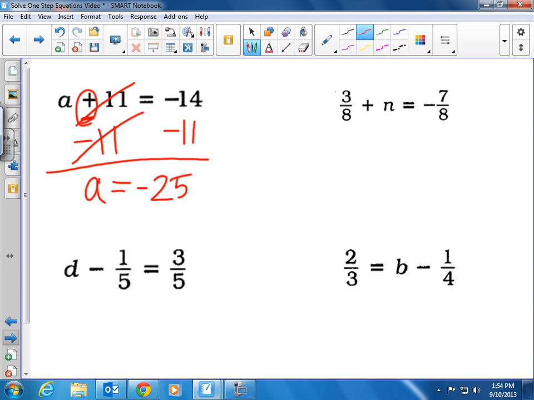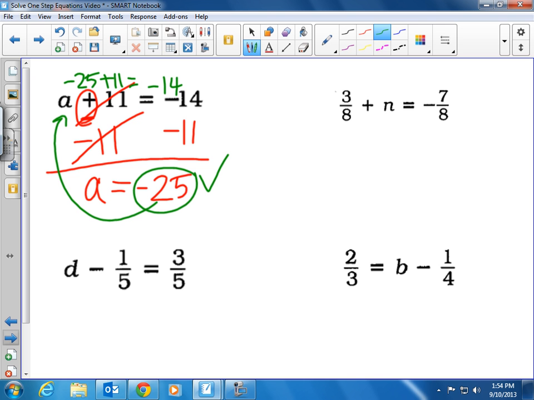I can check that answer and make sure it's right. How can I do that? By plugging negative 25 back into a right here and making sure that it's right. Is negative 25 plus 11 equal to negative 14? Negative 25 plus 11? Yep, it sure is. So I know my answer is right.